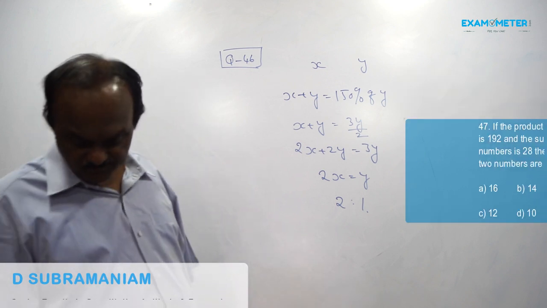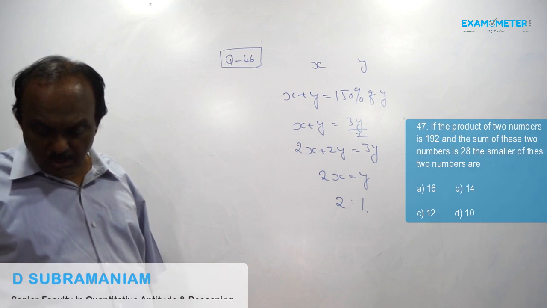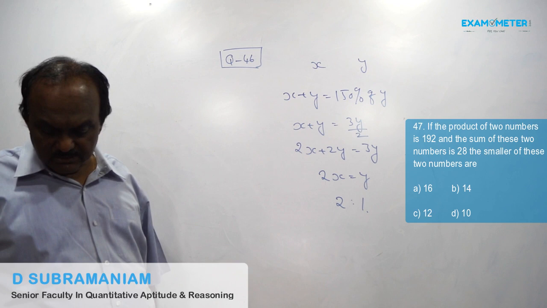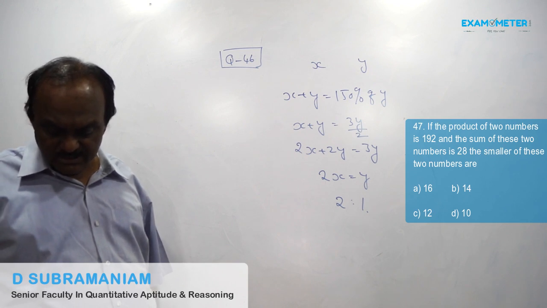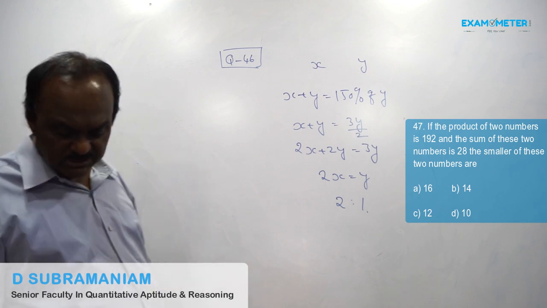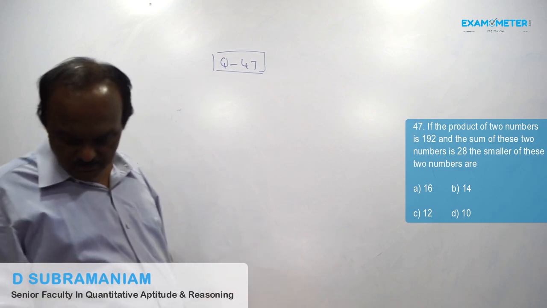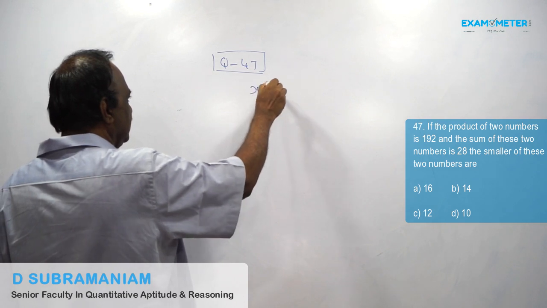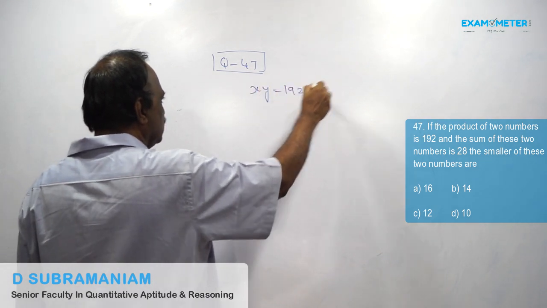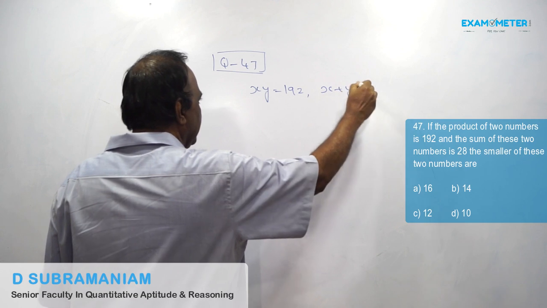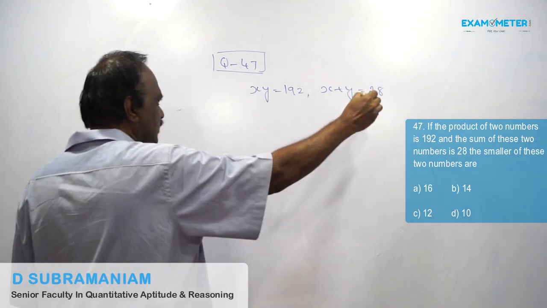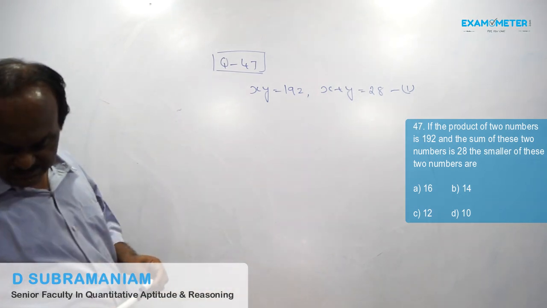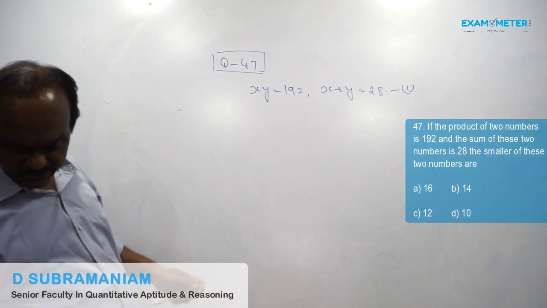47th problem. If the product of two numbers is 192 and sum of the two numbers is 28, the smaller of these two numbers is. xy is equal to 192, x plus y is equal to 28. Sum of two numbers is 28 and product is 192.